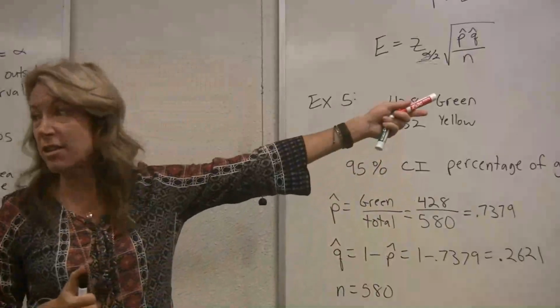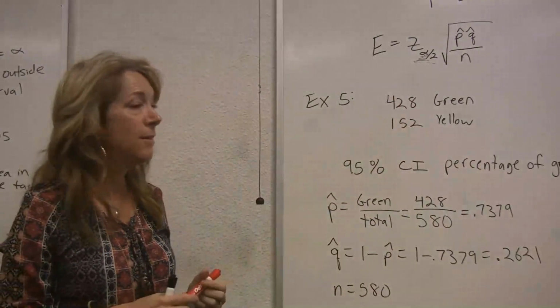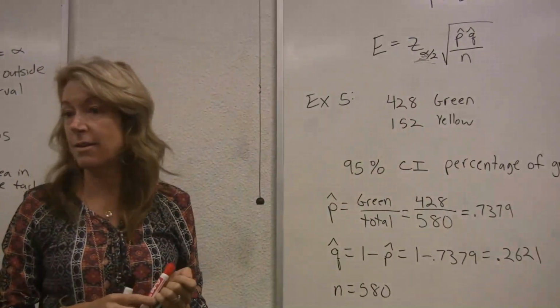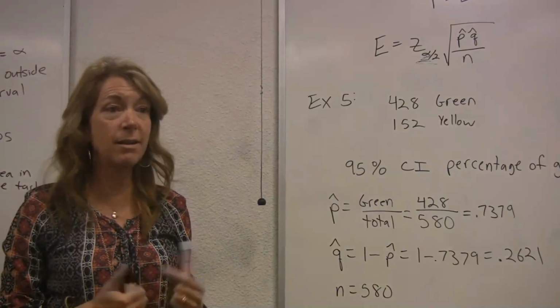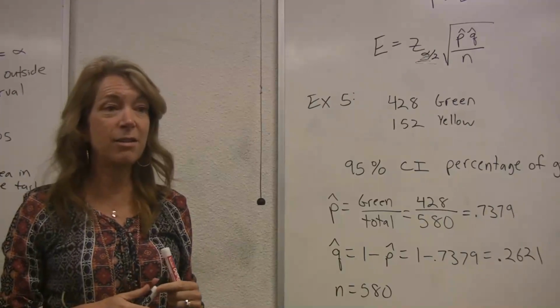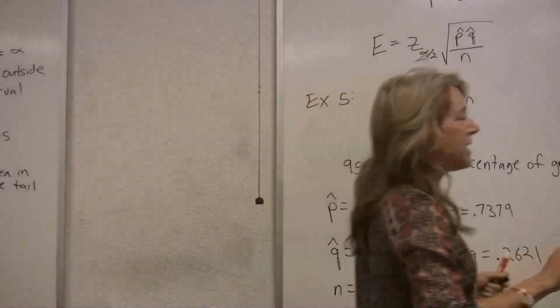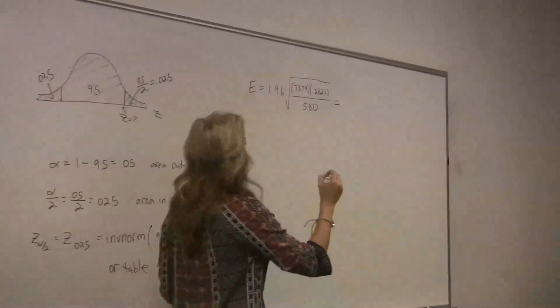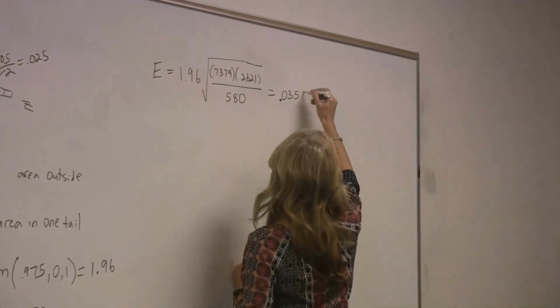Are you checking with each other to see if we all got the same E? What did you get? 0.0358. Where's the decimal? 0.0358.